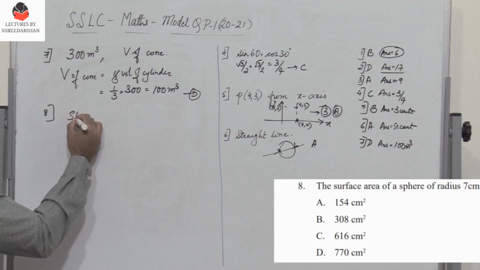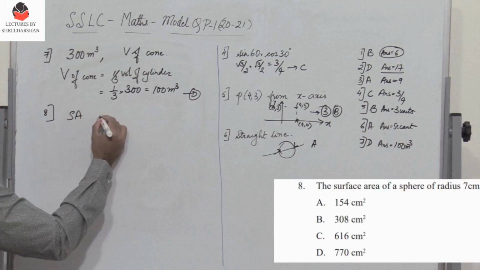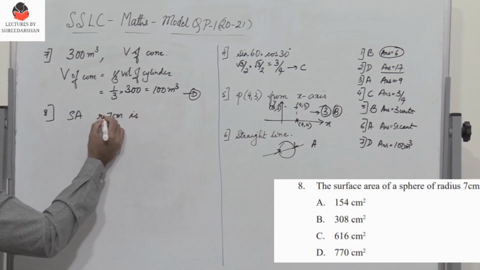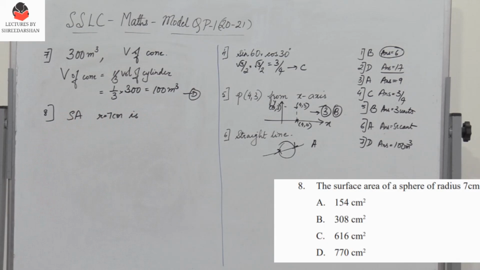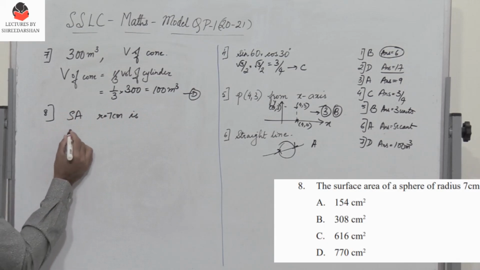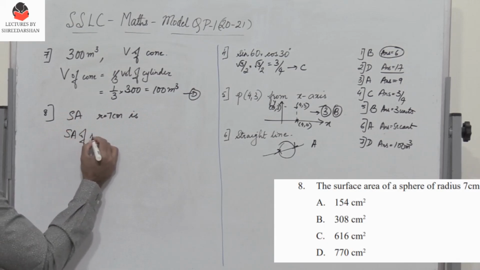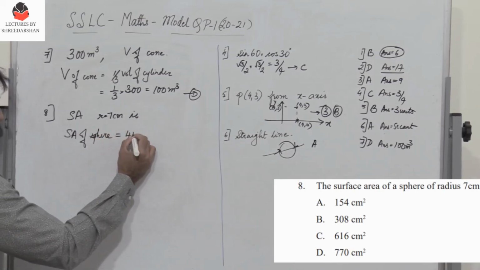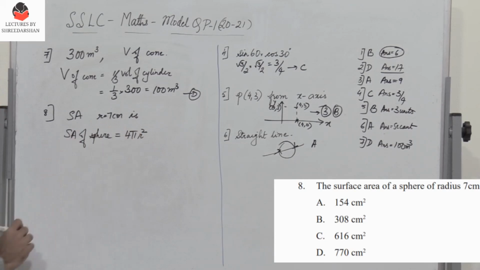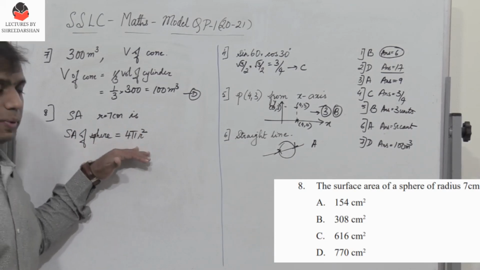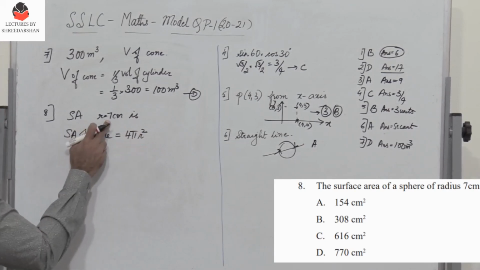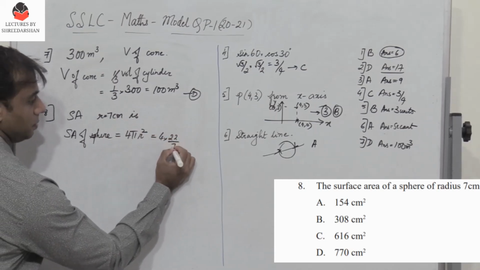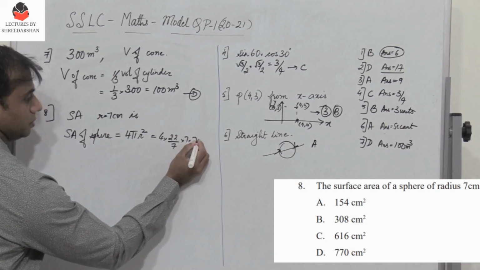The surface area of a sphere of radius 7 centimeter is. So I want to find the surface area of the sphere. So we know that the surface area of the sphere, what is the expression? The surface area of the sphere is 4 pi r square. Right? So once you remember this expression, we know the value of r, which is 7. So we have 4 into pi is 22/7 into 7 into 7.